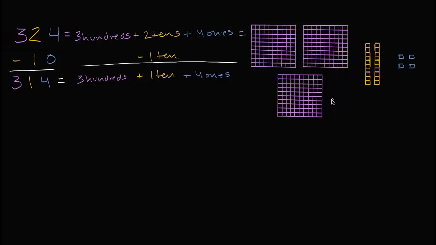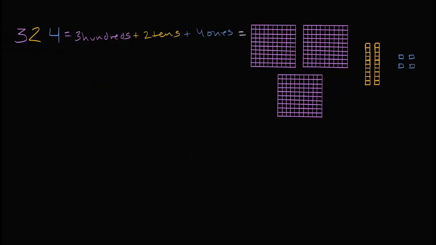And if you look at it over here, what did we do? We had 324, and then we take away one of the tens. So we took away one of the tens, and we are left with 300, 10, and 4 ones, or 314. That was interesting. Now let's subtract 100 from 324 instead of a 10.